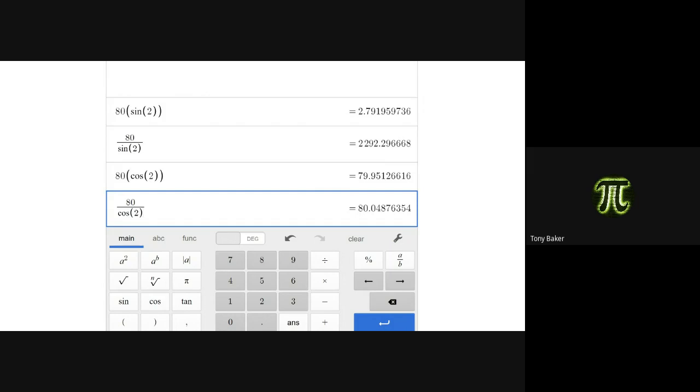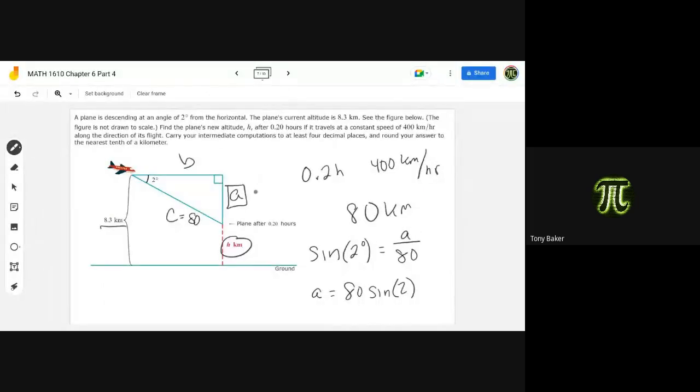So when you're looking at your answer for a word problem, make sure the answer makes sense. If the answer doesn't make sense, go back and look at what you did, and that could be a problem that you had. In this case, they wanted it to the nearest tenth, so we'd go 2.8 kilometers, and we're not done actually with this problem. So A is 2.8 kilometers. They didn't want A. They wanted H.